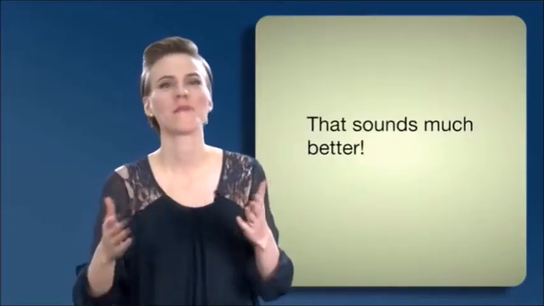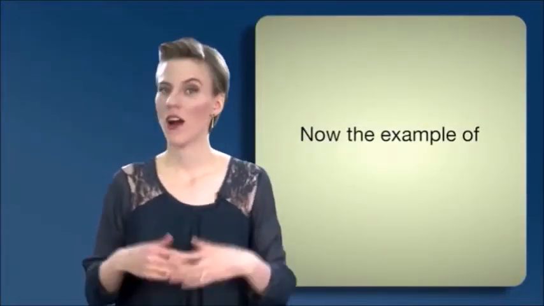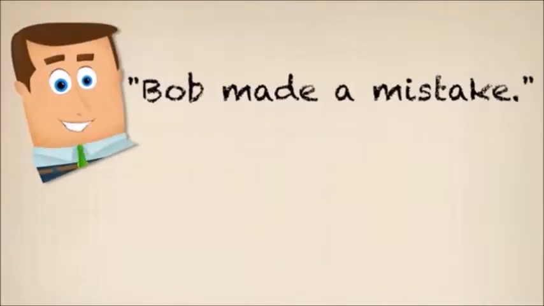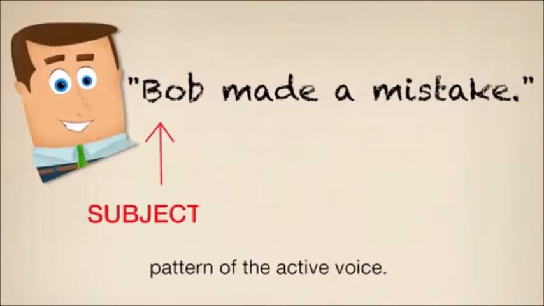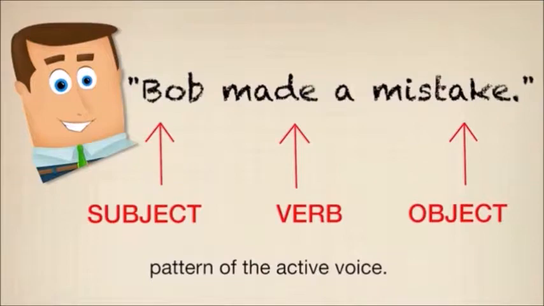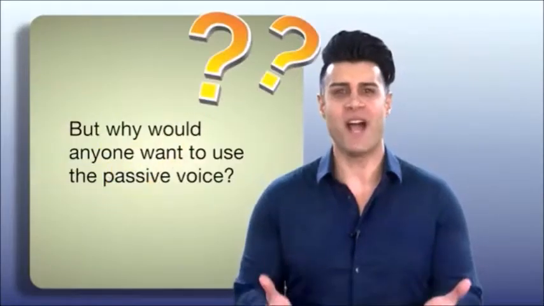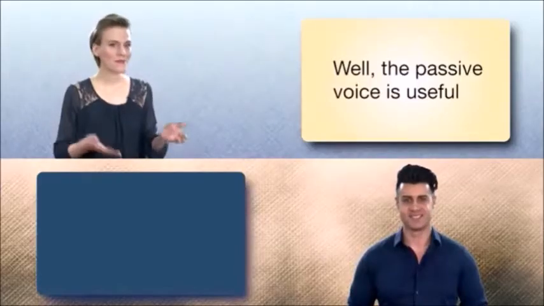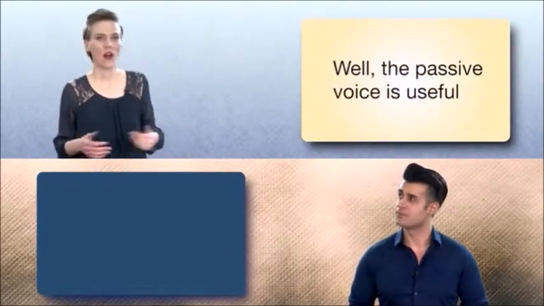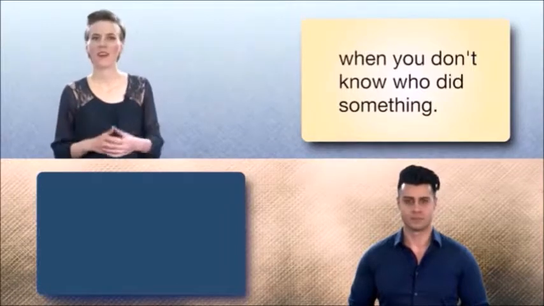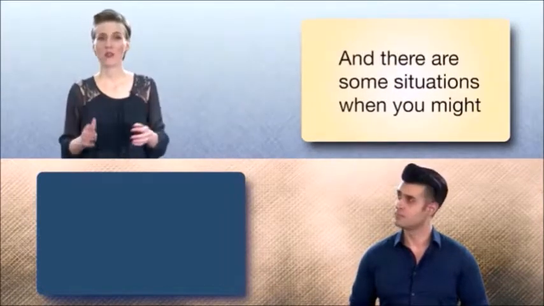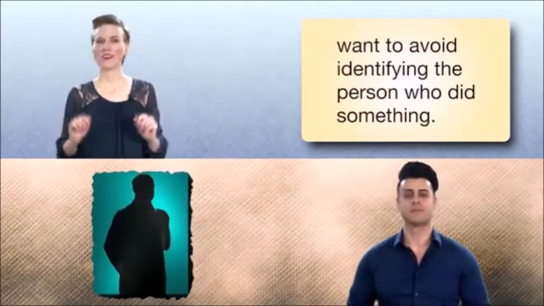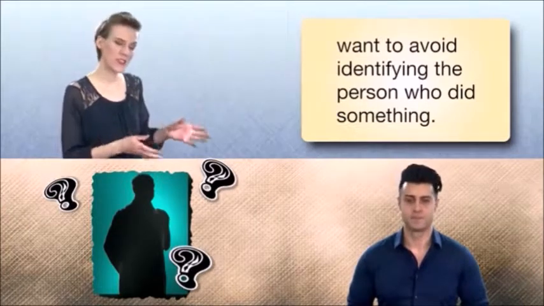That sounds much better. Now, the example of Bob made a mistake clearly shows the subject-verb-object pattern of the active voice. But why would anyone want to use the passive voice? Well, the passive voice is useful when you don't know who did something. And there are some situations when you might want to avoid identifying the person who did something.